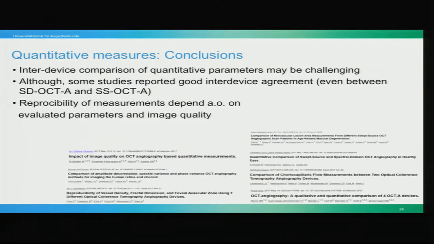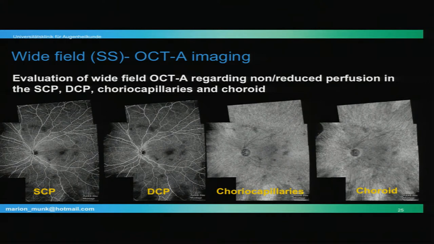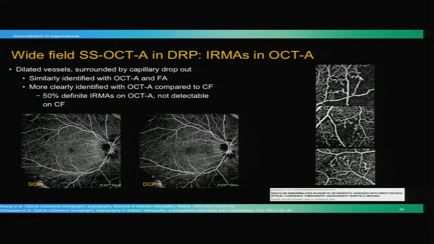So in terms of quantitative measurements, we can say that the inter-device comparison of the quantitative parameters may be quite challenging, at least right now, although some studies have reported good inter-device agreement. And the reproducibility of the measurements depends, among others, on the evaluated parameters and on the image quality. And as I still have a little bit of time, I want to go into detail on wide-field OCTA images, because I think it's a very intriguing modality.